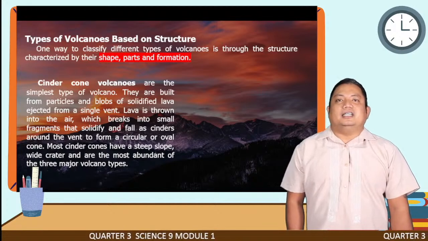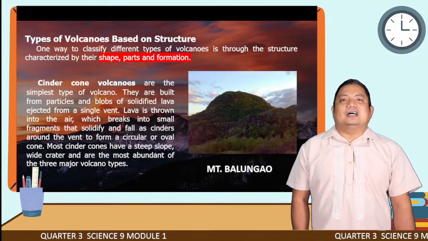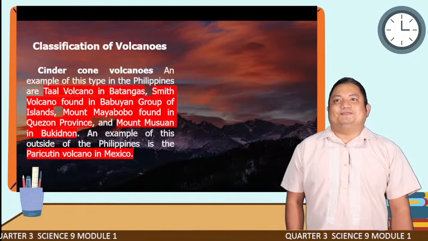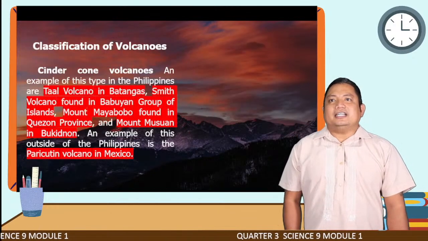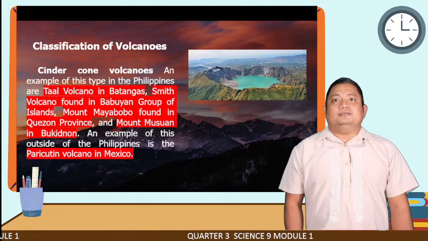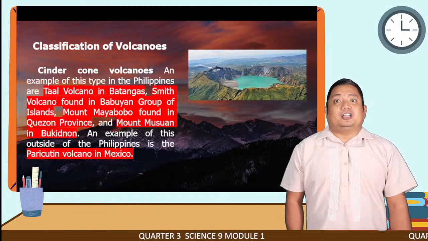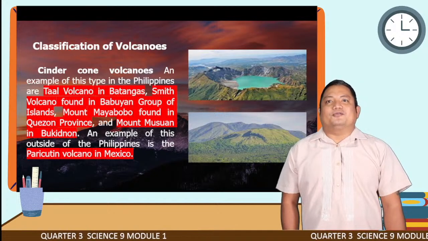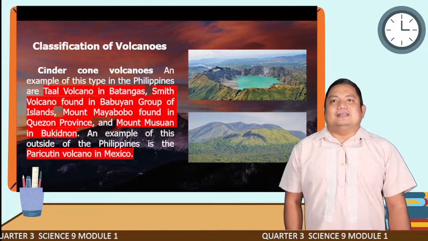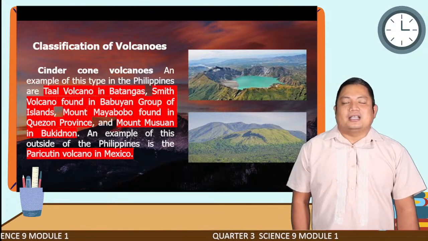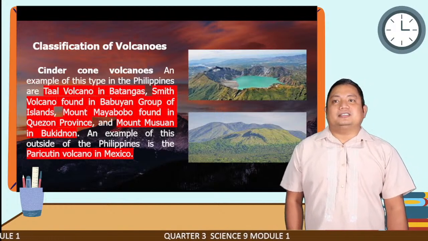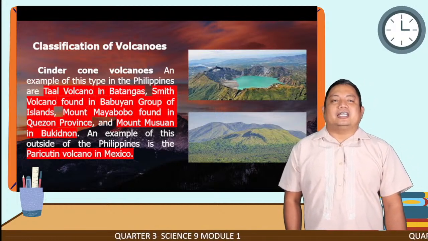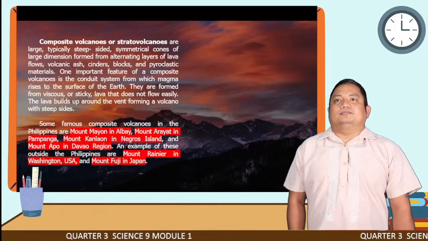An example of this is Mount Balungao in Pangasinan. Another example is Taal Volcano, Smith Volcano found in Babuyan Group of Islands, Mount Mayabobo found in Quezon Province, and Mount Musuan in Bukidnon. Another example outside the Philippines is the Paricutin Volcano in Mexico.